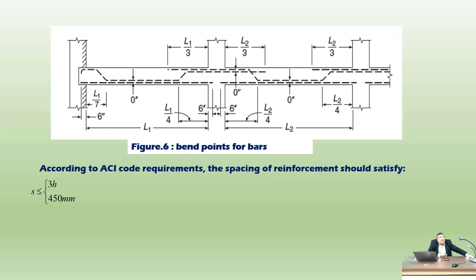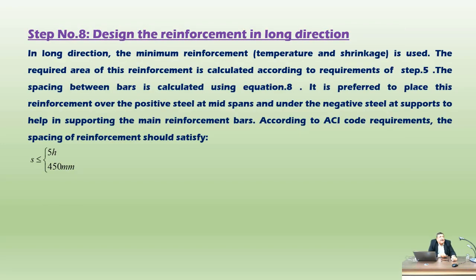If the exterior support provides fixity like an interior support, then the location of the bend point equals L1 over 4 also. According to ACI code requirements, the spacing of reinforcement should be less than or equal to 3h, where h is the total thickness, and also less than or equal to 450 millimeter.